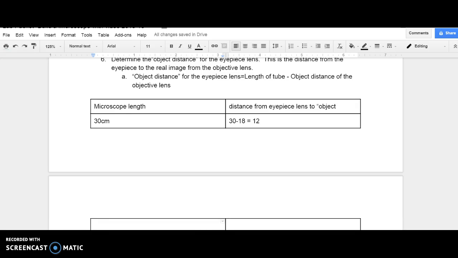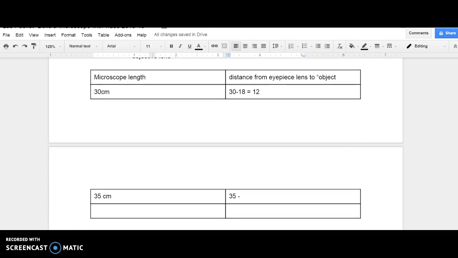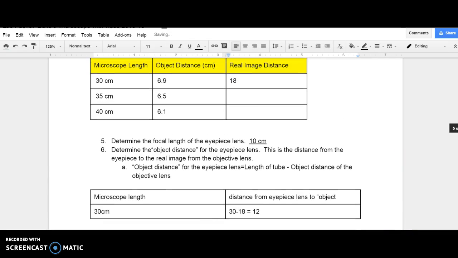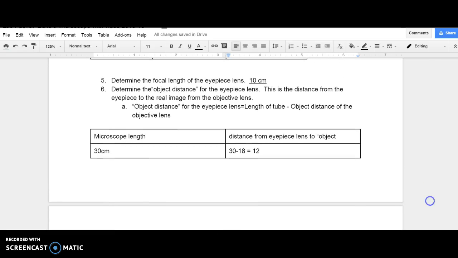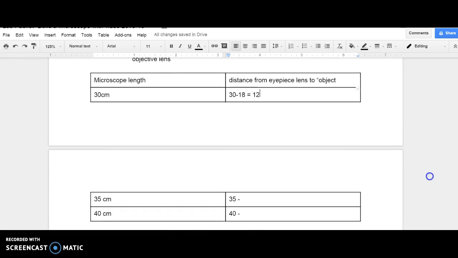Then you do the same thing for the 35 centimeter microscope. You would do 35 minus whatever you got for this value here. And then for the 40 centimeters, same thing. It'd be 40 minus the value you got right in here. And so that gives you the object distance from the eyepiece for each of your 3 microscope lengths.